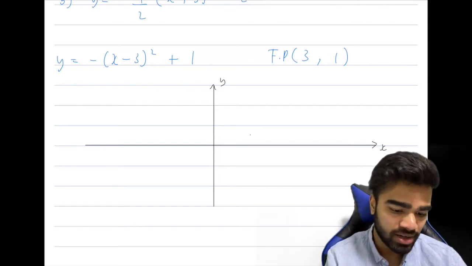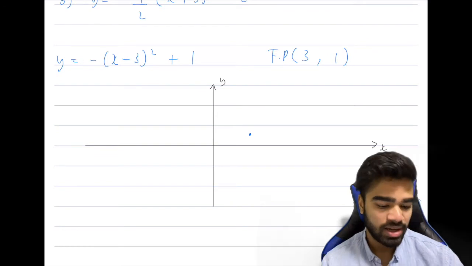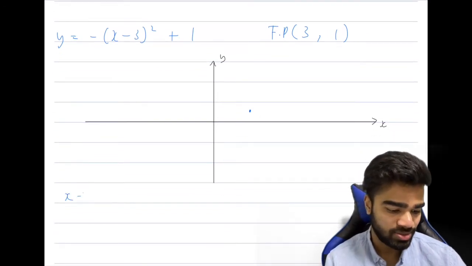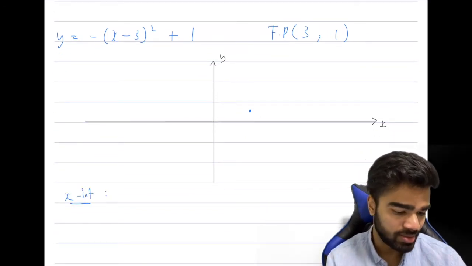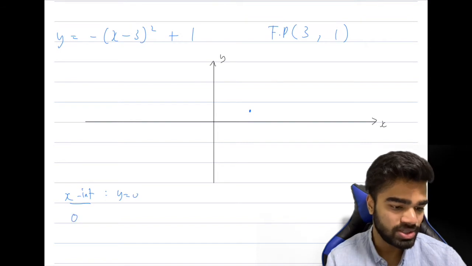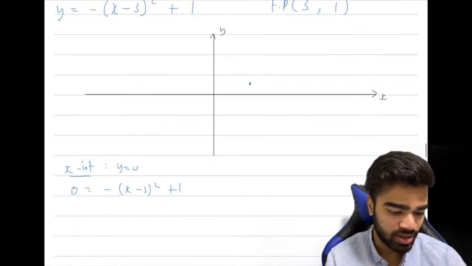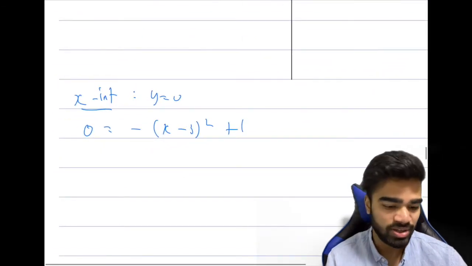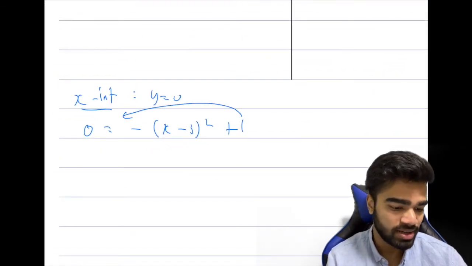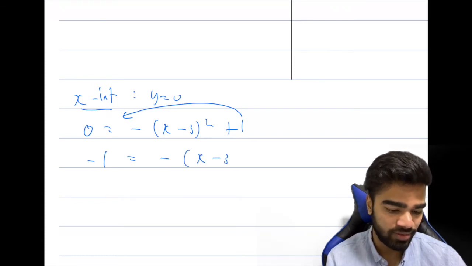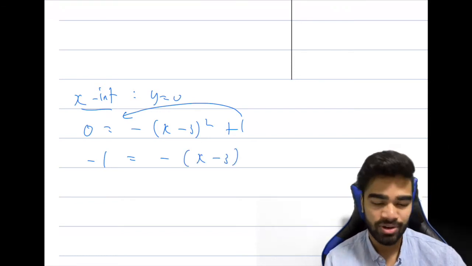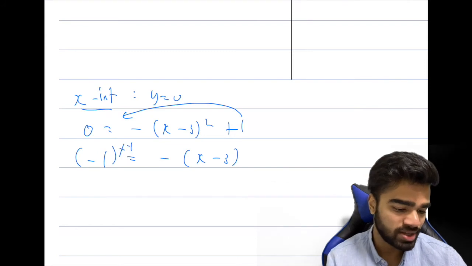Next, you need to find the x-intercept. So step number 2 was find the x-intercept. To find the x-intercept, make y equal 0. So 0 is equal to negative (x minus 3) squared plus 1. I'll actually solve this for you guys to show you how it's done. So you take 1 to the other side by making it negative 1. So subtracting 1, you get negative 1 equals negative (x minus 3) squared. You can get rid of the negative on both sides by multiplying both sides by negative 1.